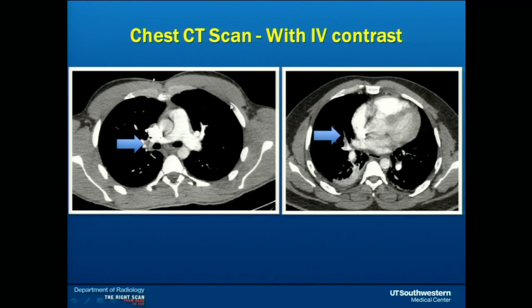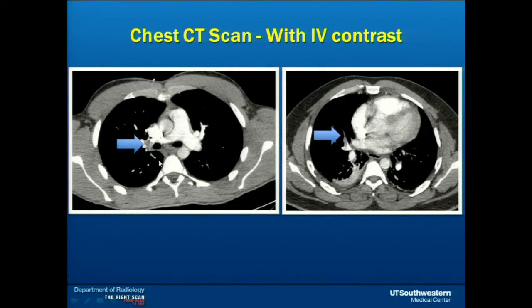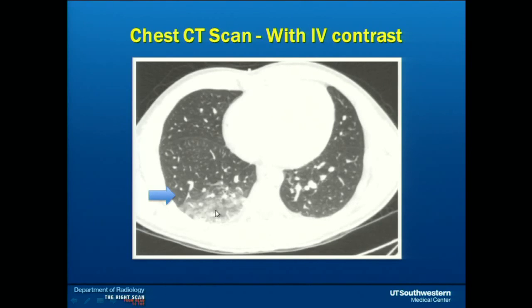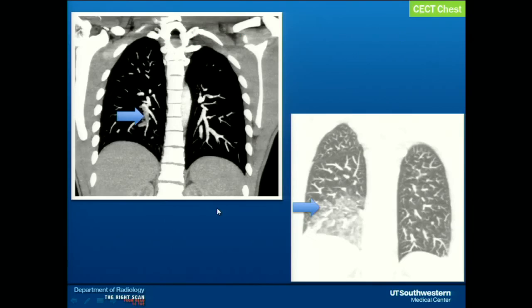And a few examples: a CT angiogram of the chest showing a filling defect in the right main pulmonary artery and the anterior right upper lobe segmental branch, and the lung windows show a nice infarct in the right lower lobe. These findings can be confirmed with coronal and sagittal reconstructions, which is a great advantage of the volumetric multi-slice CT scan, as you can see this filling defect here, as well as the infarct.